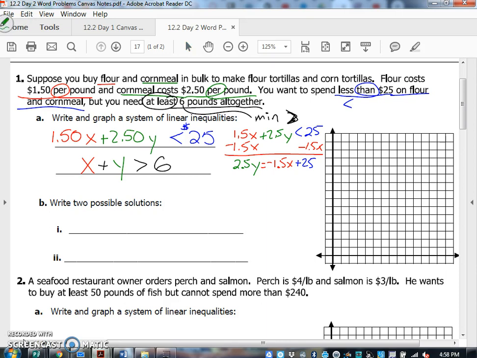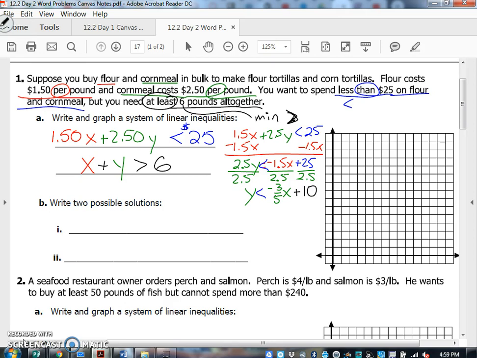If I divide both sides by 2.5, I'm going to find my y value. I find that y is less than negative 1.5 over 2.5. I can divide 0.5 into both of those, and I can reduce that to 3/5. That's going to be y is less than negative 3/5 x plus 10.